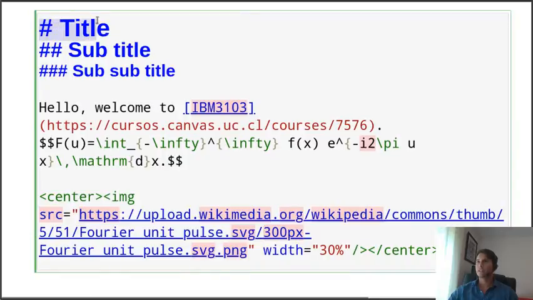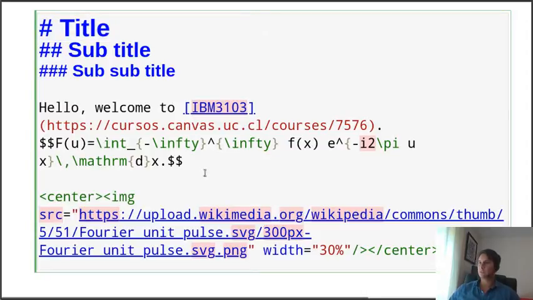For example, to do a title, you put one hashtag. For a subtitle, you put two, and so on. To put a link, you put the text that you want in blue in square brackets, and then between parentheses, you put the link. For formulas, Markdown accepts LaTeX notation, so you can write formulas like this one. This one in particular is the Fourier transform, and it also accepts HTML, so you can include images, for example, here.